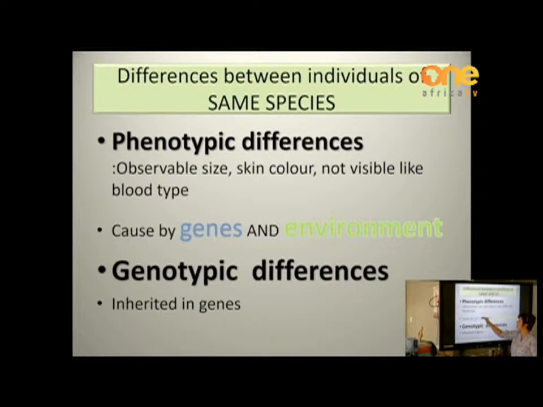When we look at the phenotype, it can be caused by the genes, but also by the environment. Because I can have a nice dark skin, but it is because I am all day in the sun. That is environment. My genes tell me what my blood group is, and the environment cannot change my blood group. That is only by the genotype.